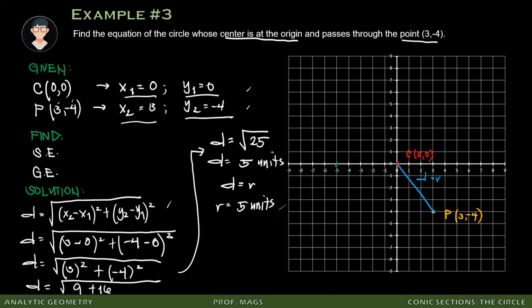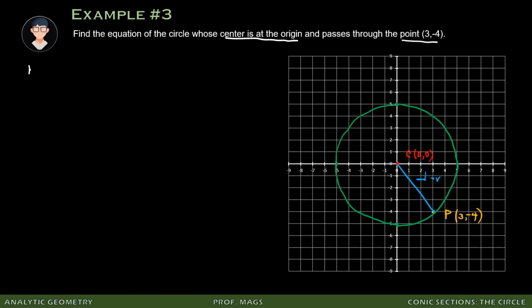So kung 5 units yan, that is the graph of example number 3. Our main objective here is to formulate the equation of the circle. So we already have the radius of the circle. We also have the center, which is at the origin. So our computed radius is equal to 5 units. And our center is at the origin.